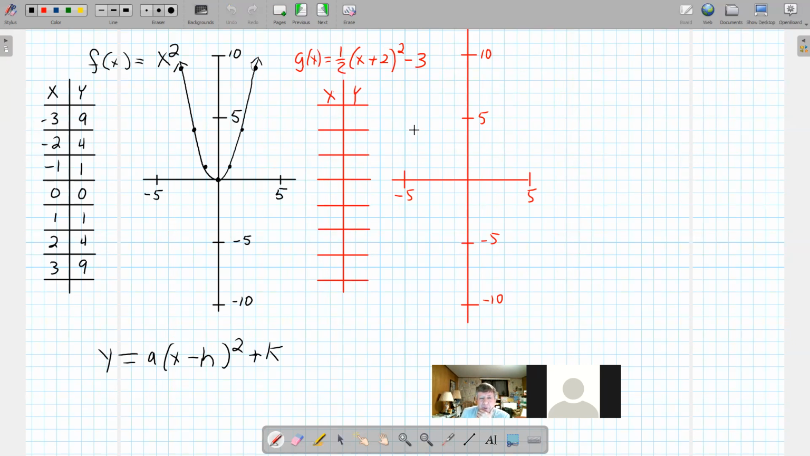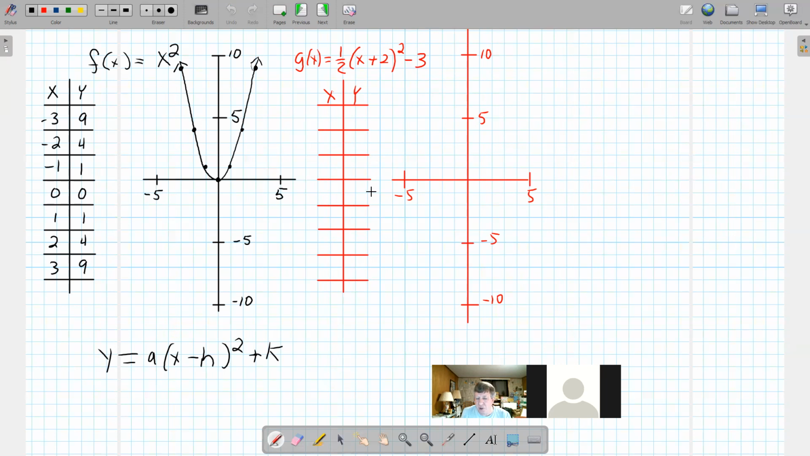So now we've got one with a whole bunch of stuff going on, okay? So we've looked at A, we looked at K, and we looked at H separately. Now we're going to deal with all 3 of them at once. And here's what we're going to do, okay? Here's our original function, f of x equals x squared. We want to create a table of values to graph.